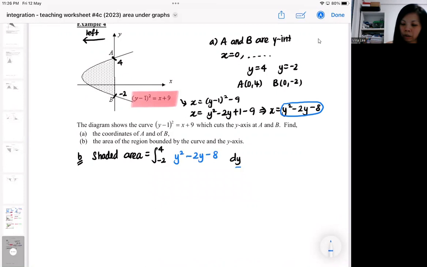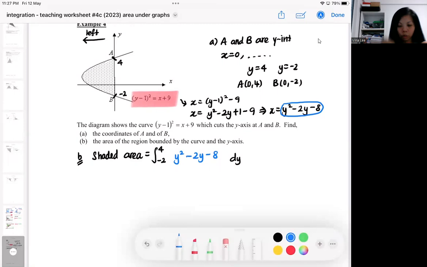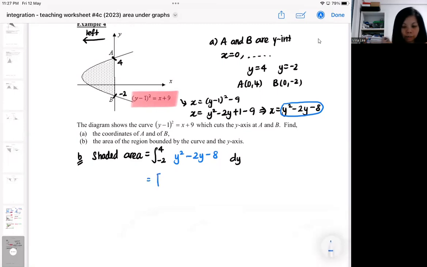If you are doing an integration with dy, the whole expression has to be in terms of y. If you are doing an integration with dx, then the expression will be in terms of x. This is the part that a lot of students might forget. They might forget to manipulate the equation. After this, you do your normal definite integral. I will not show you. You do your definite integral.